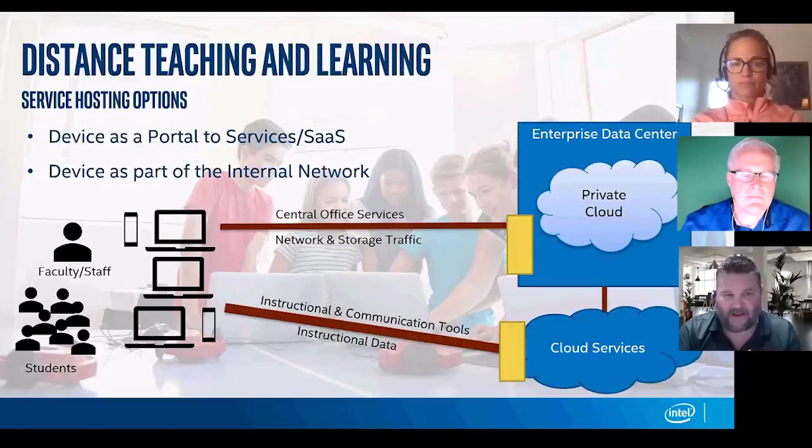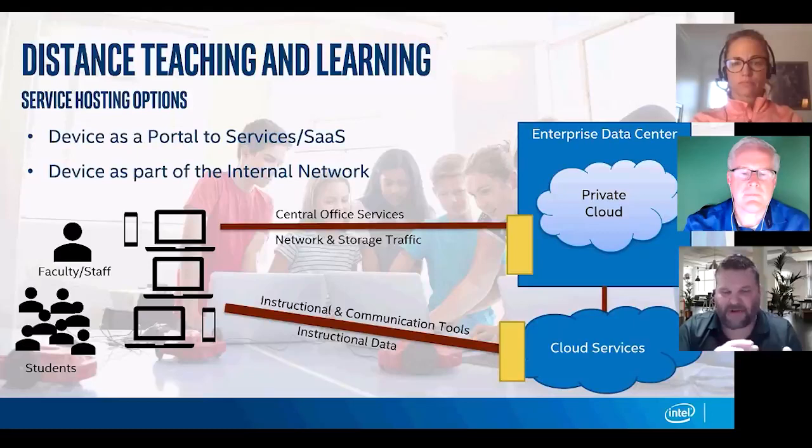Where do they exist and how will they be accessing them? We've got really a couple main things, right? We have a device as a portal to software as a service or infrastructure as a service and platform as a service. And then we have devices as part of the internal network. Previously, they all really fell under that second category. We didn't have to be concerned about patching and policy compliance because we were constantly connected in these school sites, regardless of whether they were BYOD or district-owned assets.